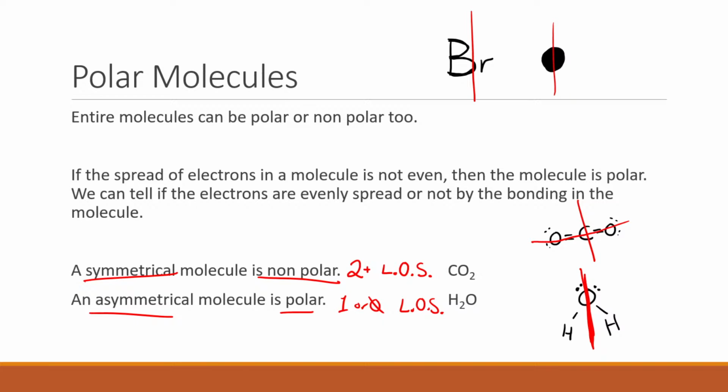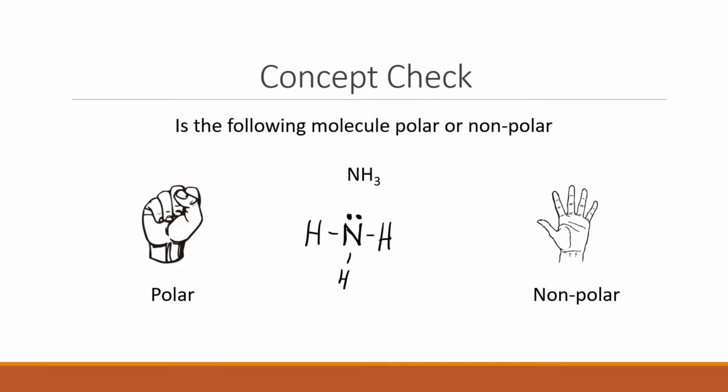Let's look at those same molecules we looked at before, and this time figure out if the molecule is polar or nonpolar. Here is NH3. We already know that the bonds are polar. Is the molecule as a whole polar or nonpolar? This molecule is a polar molecule.